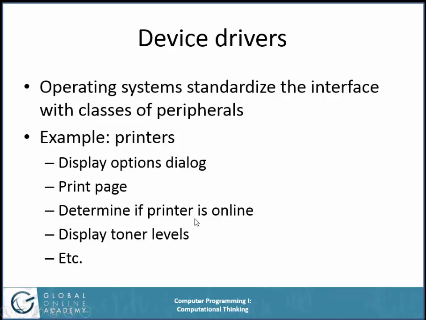If you're a program, you need to be able to tell if the printer is online so that you can pop up a message that says, I'm sorry, the printer you selected isn't online. Either go press the on button or select a different printer. Maybe display the toner levels and so on. There's all sorts of things that every printer needs to be able to do. Now, they'll all do it differently, but they all need to do these things.